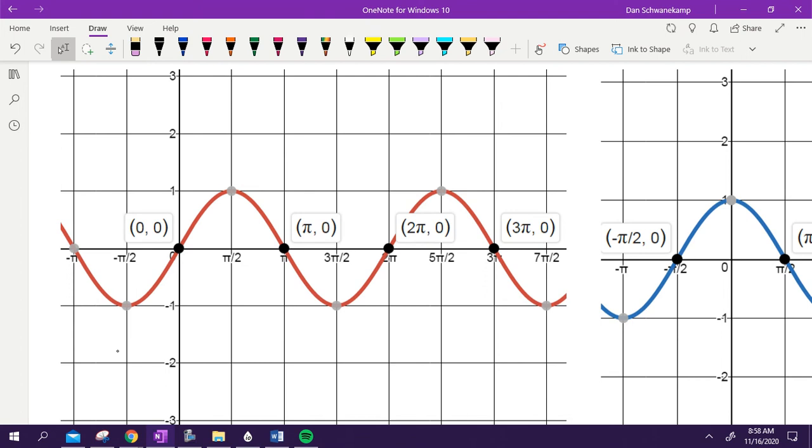So I have this graph. I've got this point right here. What is the y value at that point right there? 1. What is the reciprocal of 1? 1. So when I graph cosecant, I'm going to make a point right there at 1. What is this point right here? -1. What's the reciprocal of -1? -1. So it's going to be a dot right there. It didn't change anything.